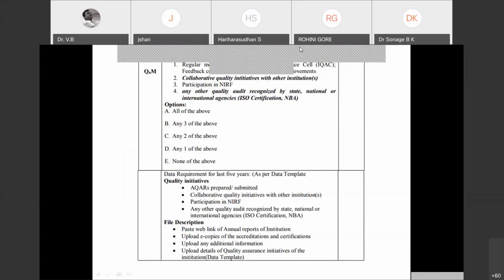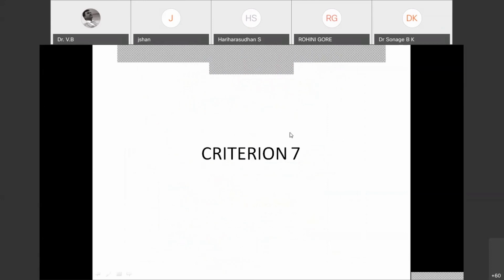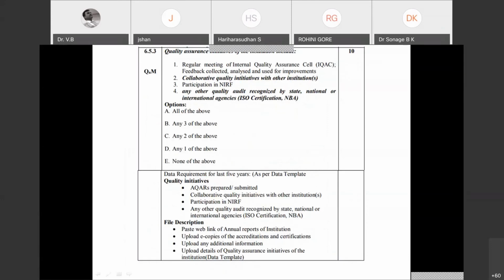The next one is quality assurance initiatives of the institution. This is a quantitative metric, whether the options that are shown over here have been done. That is regular meeting of the quality assurance cell. And next is collaborative quality initiatives, participation if you have additional ISO or NBA, that can also be shown.